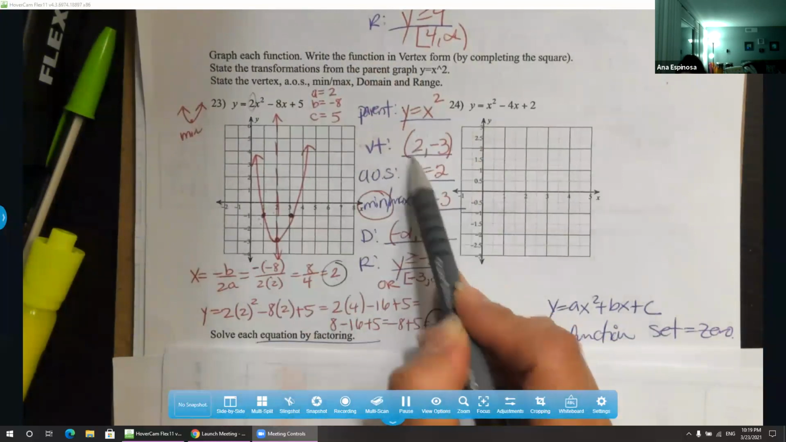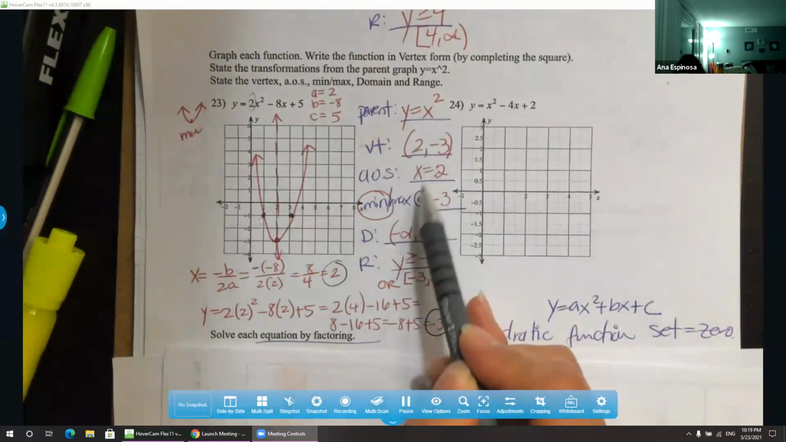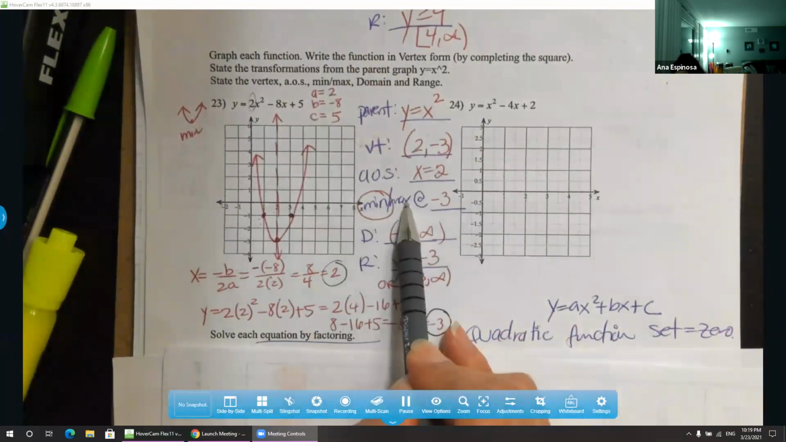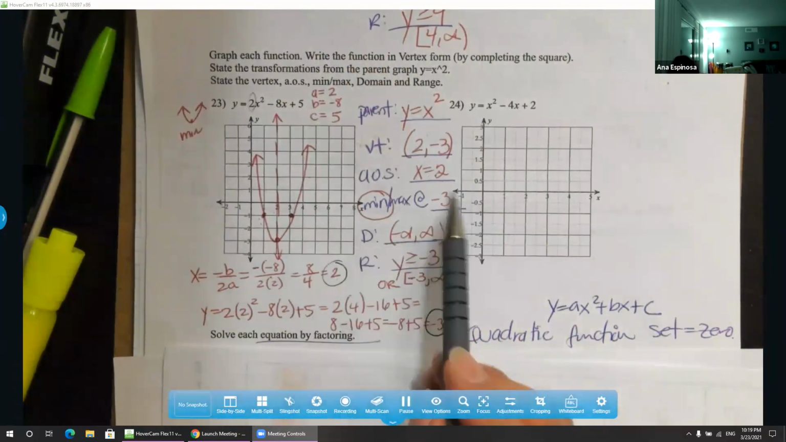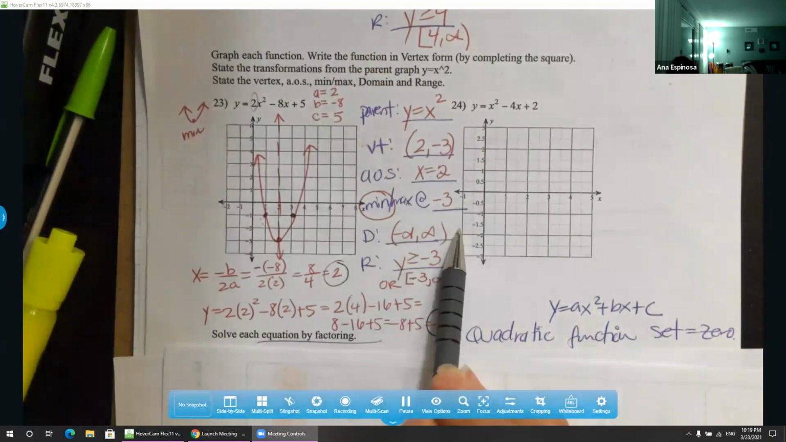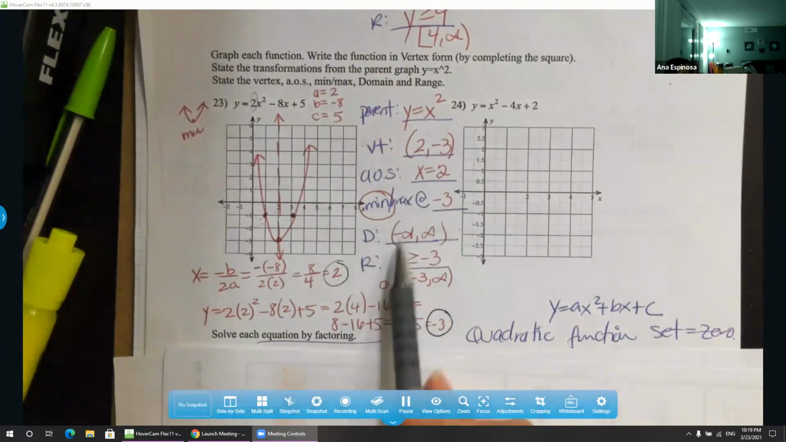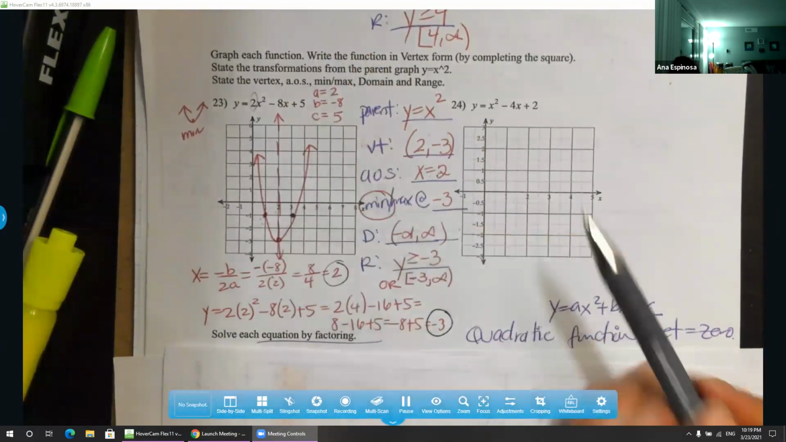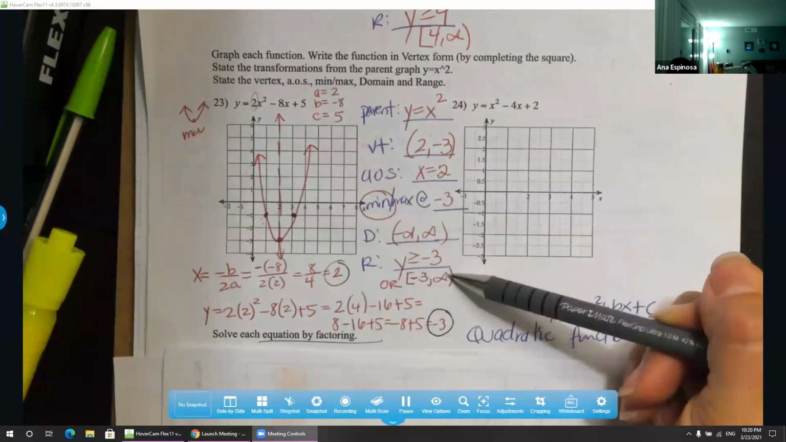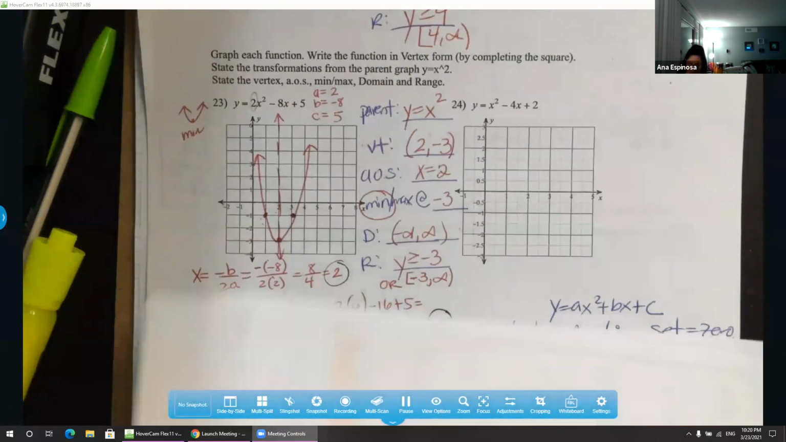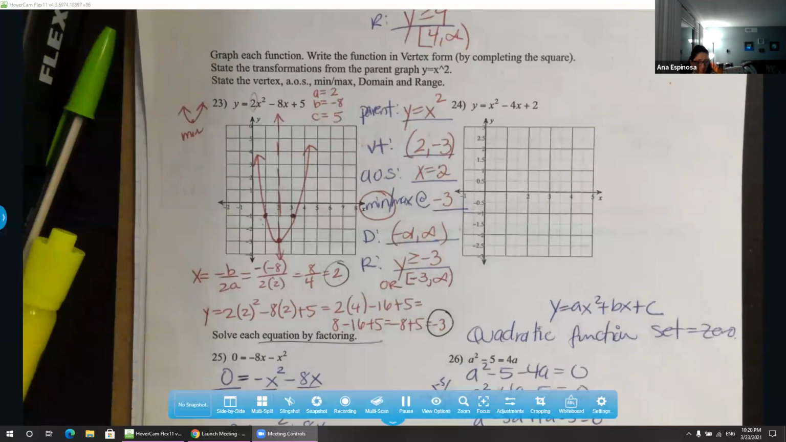The axis of symmetry is x equals the x coordinate. The y is the minimum or the max, depending on whether it's happy or sad. In this case, it's a happy face, so it's a minimum. Domain is always all reals: negative infinity to positive infinity. Range depends on whether it's happy or sad, but this is a happy face, so it starts from -3, the y value, and it goes up to infinity. Okay, so I just wanted to go ahead and explain that as you look through this answer key.